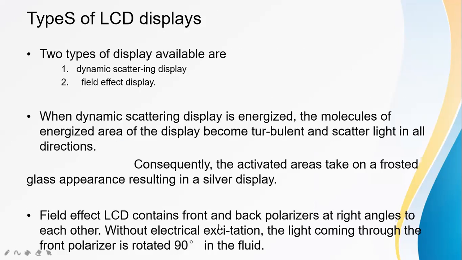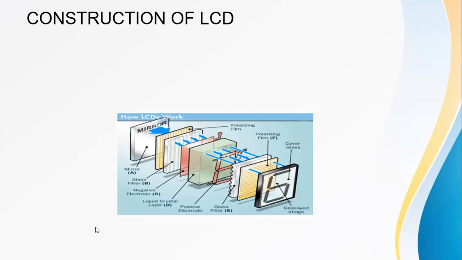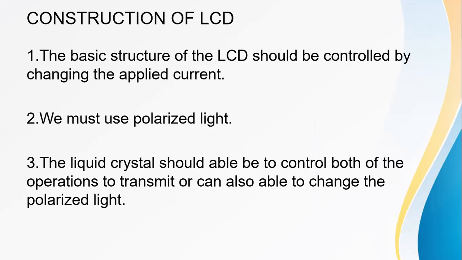A field effect LCD contains front and back polarizers at right angles to each other. Here there are two polarizer plates. This is the first one, the rear one, and this is the front one. Front, that is front and back. Two polarizers with right angles to each other.